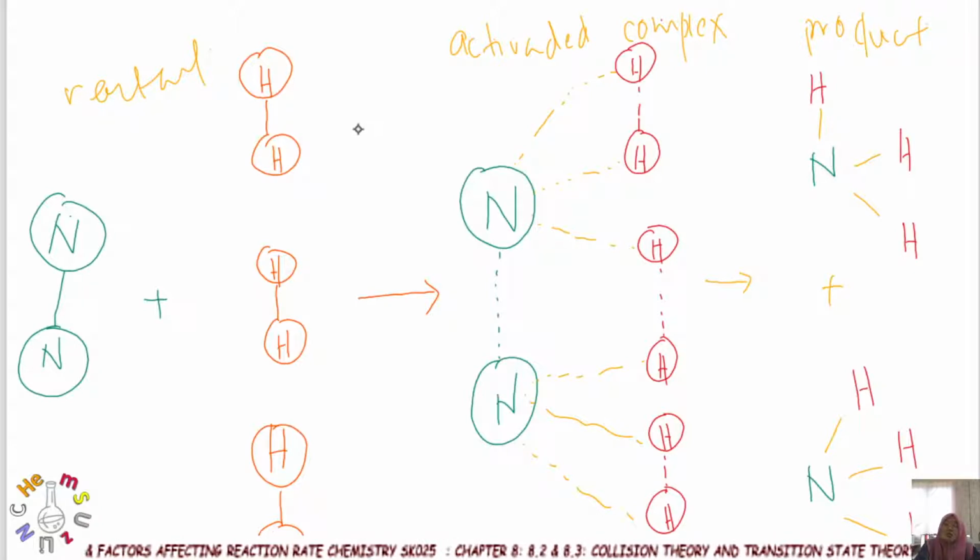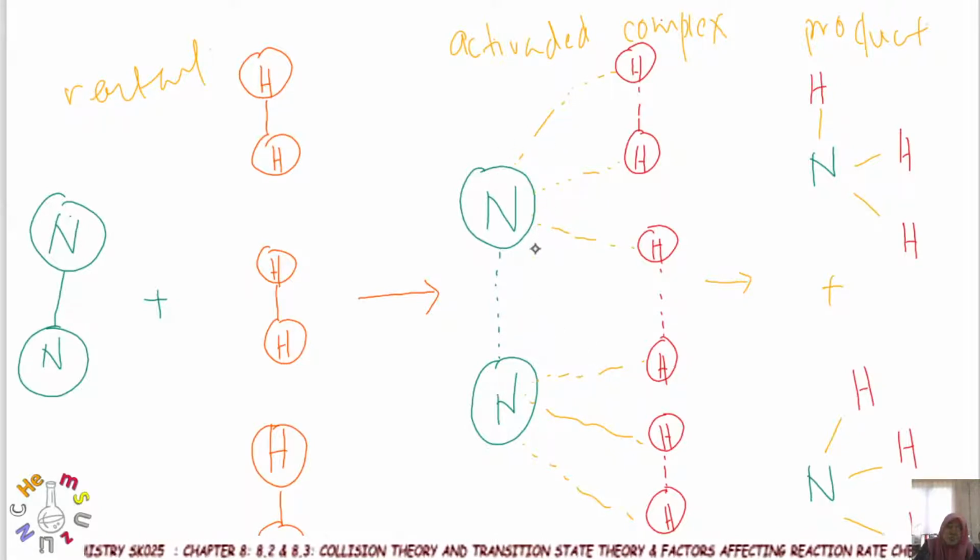Okay, but in order to form the ammonia gas, the nitrogen and the hydrogen, 1 mole of nitrogen and 3 mole of hydrogen must collide in the correct orientation, okay, and form the activated complex. So untuk jawab soalan ni mesti dengan bantuan gambar rajah. Sebab activated complex ni awak tak boleh nak gambarkan lah dalam bentuk ayat.